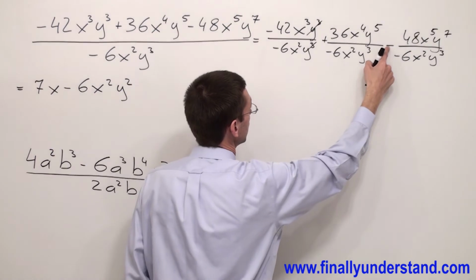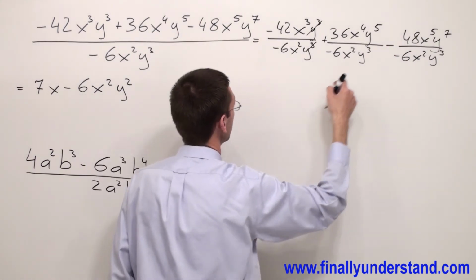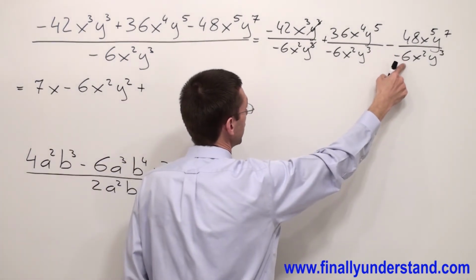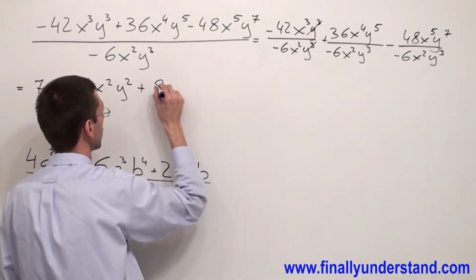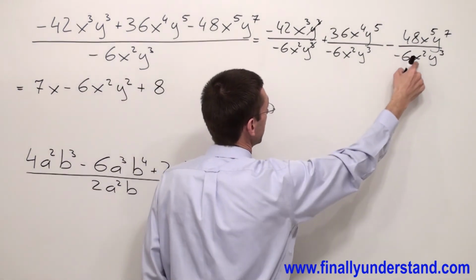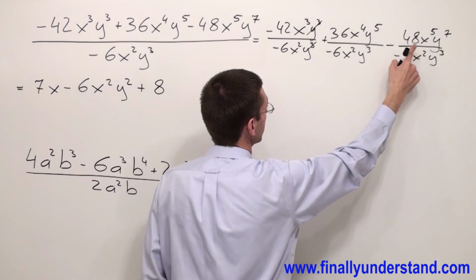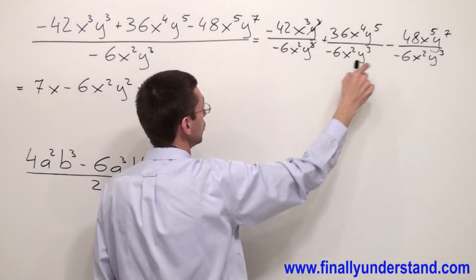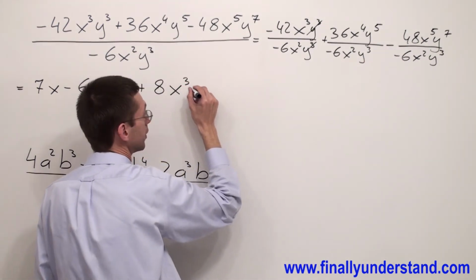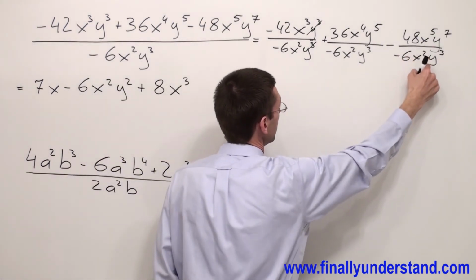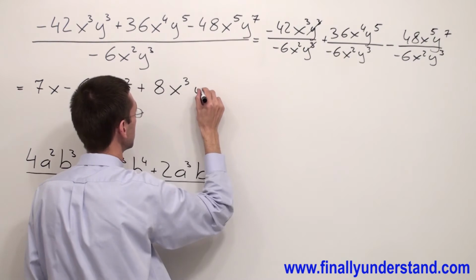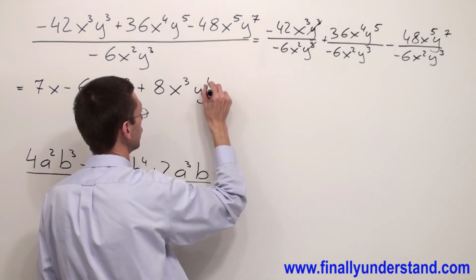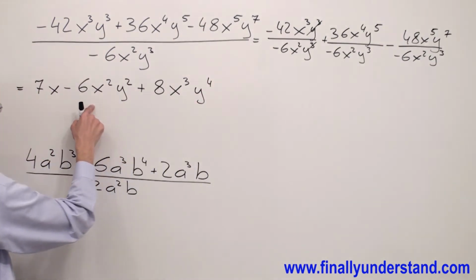Next, I have negative divided by negative gives me positive. 48 divided by 6 is 8. Again, I have x. The same base, I have to subtract the exponents. 5 minus 2 is 3. Y. Again, I have the same base and division. I have to keep the base and subtract the exponents. 7 minus 3 is 4. This is the solution to my first problem.